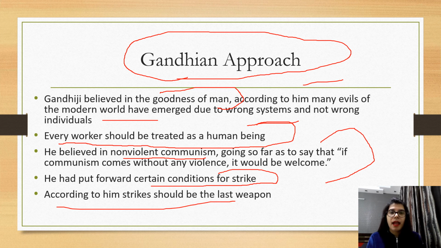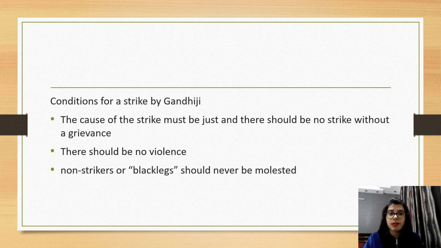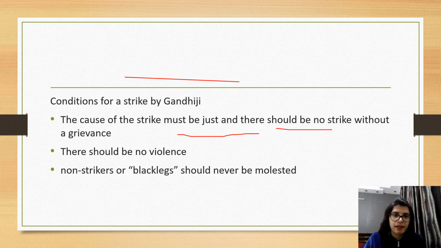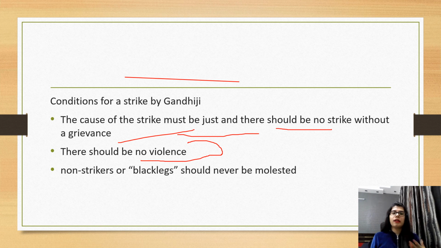Here are the conditions for a strike which were given by Gandhiji: the cause of the strike must be just, and there should be no strike without a grievance. अब ऐसे ही स्ट्राइक नहीं कर देनी, ठीक है, कुछ सॉलिड रीजन होना चाहिए. There should be a solid reason for the conduction of the strike. And there should be no violence. When you are conducting a strike, it should be conducted peacefully. There should not be any violence.